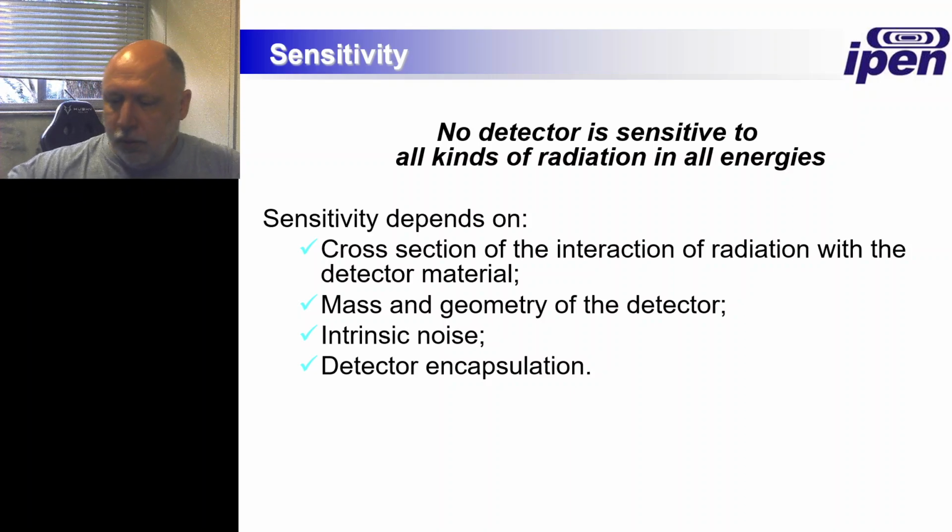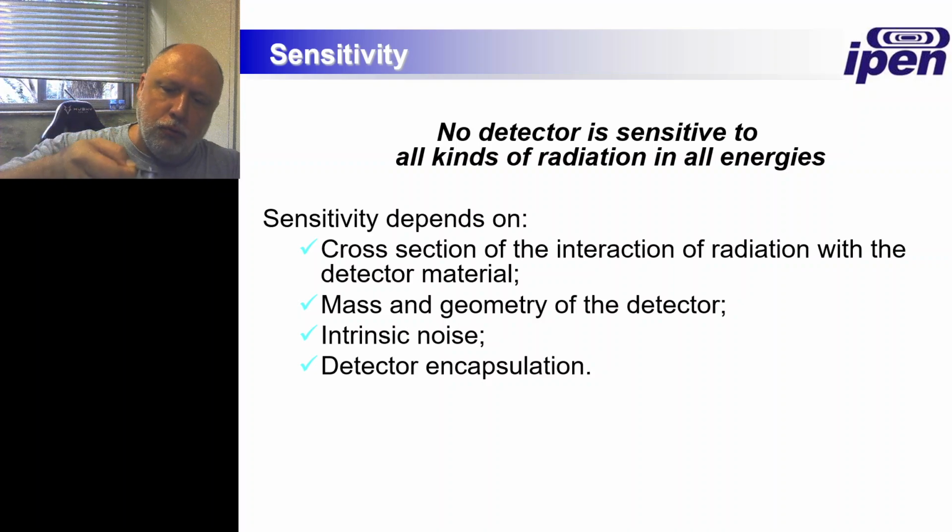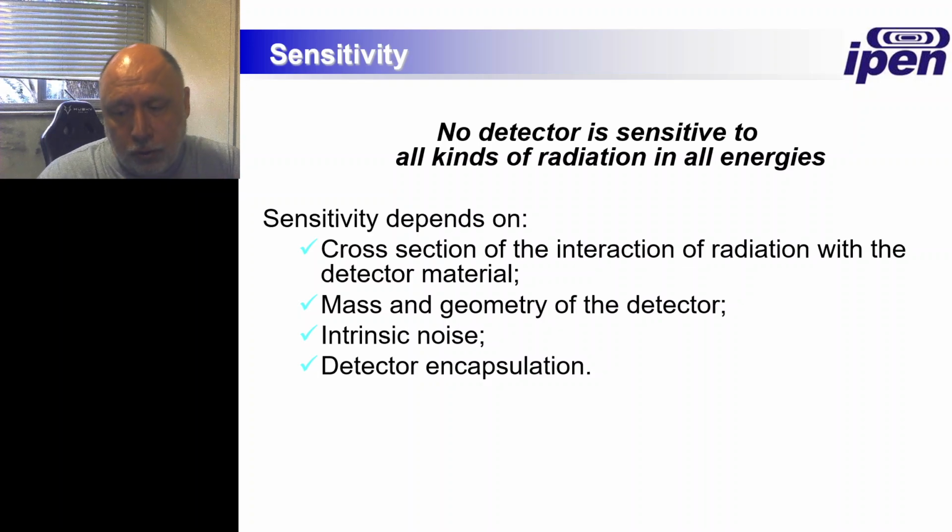Imagine this is the source. If I put the source here, every radiation being emitted up and to the sides will not reach the detector. There are detectors which cover the source in 4 pi, and there's also intrinsic noise.